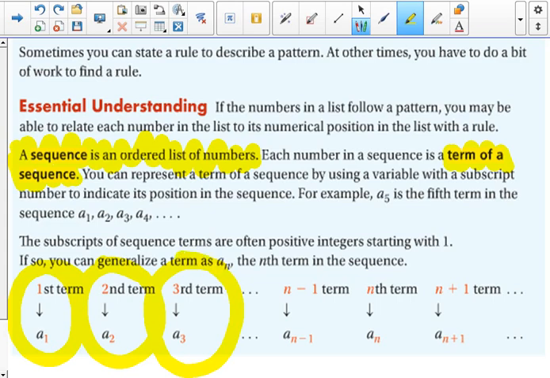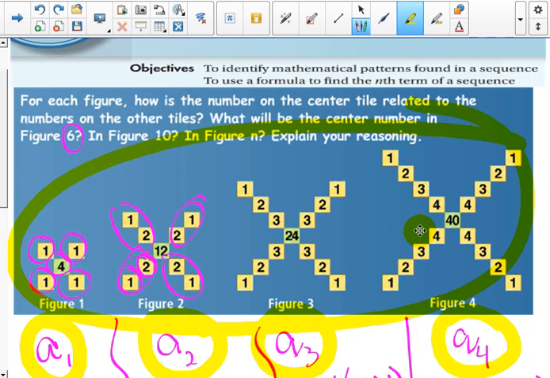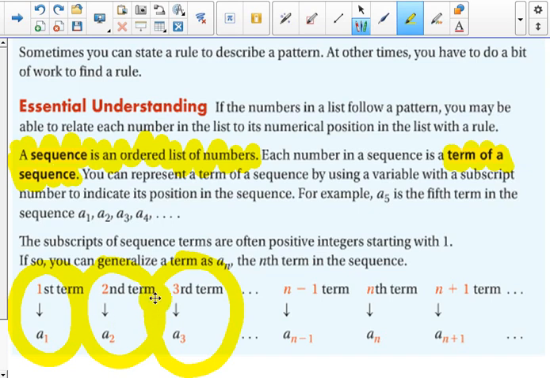A sub 3 is the third term in the sequence. So if I ask you what is A sub 3 here, you would have said, oh, figure 3. And what does it equal? 24. Okay. So this is how we're going to represent a sequence.